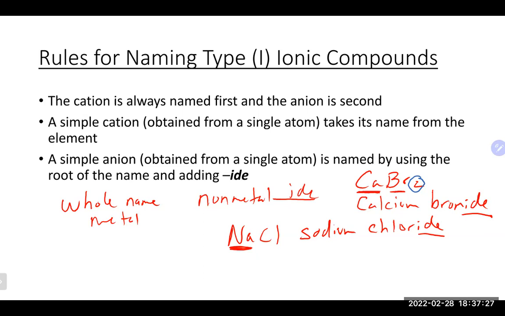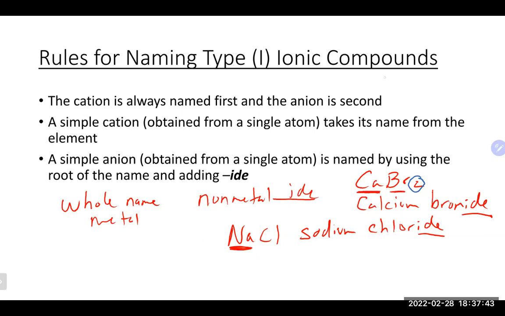It just means that you call it bromide in this particular case. Do not use prefixes like di and stuff in the ionic compound. It will be wrong. Why is the 2 there? The 2 is there for what reason? To make it equal 0, right?